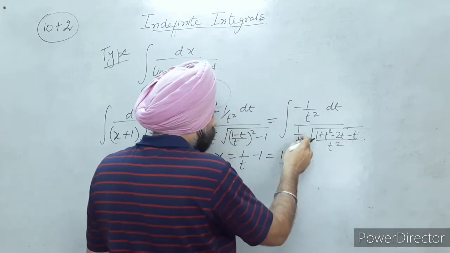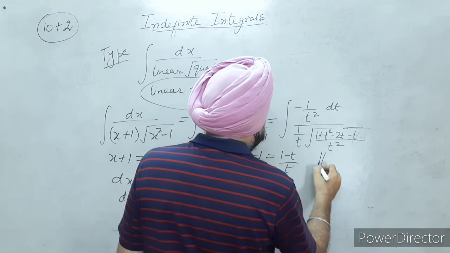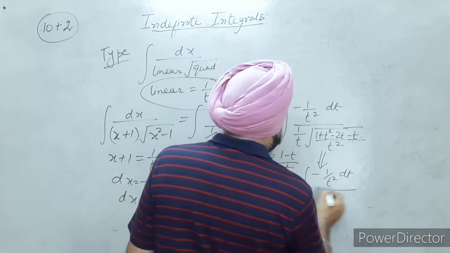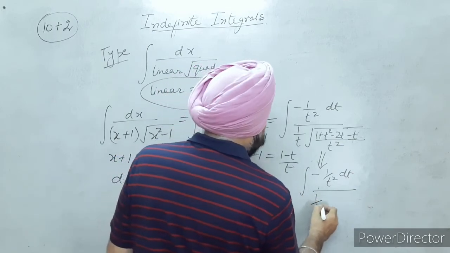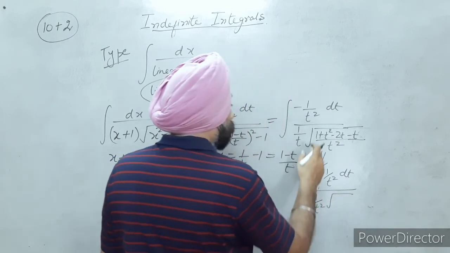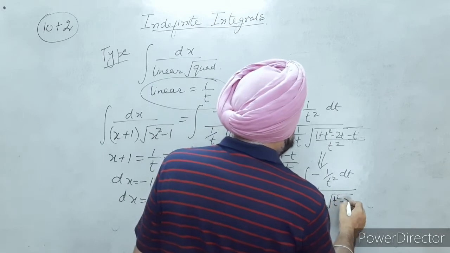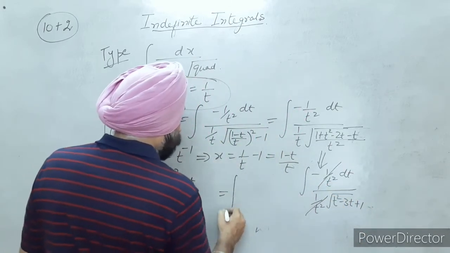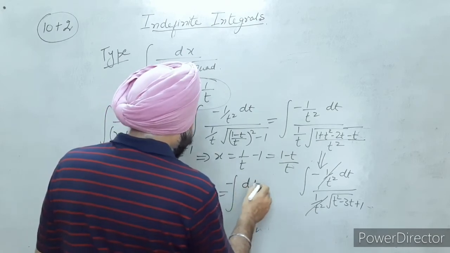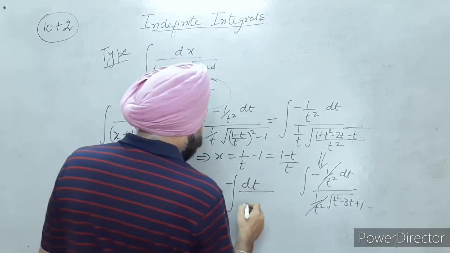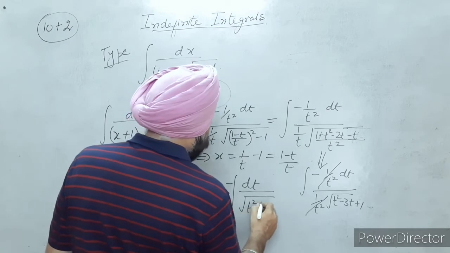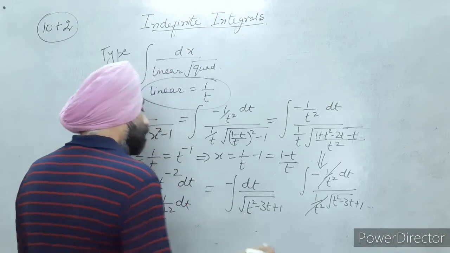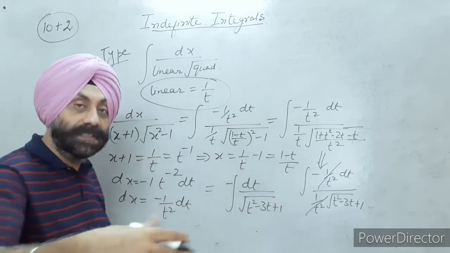Now t comes out, it becomes integral negative 1 over t square dt upon 1 over t square, within under root it's now t square minus 3t plus 1. This and this cancels, it becomes negative dt upon under root of t square minus 3t plus 1. Just complete the squares. It's again the form which we have already done.